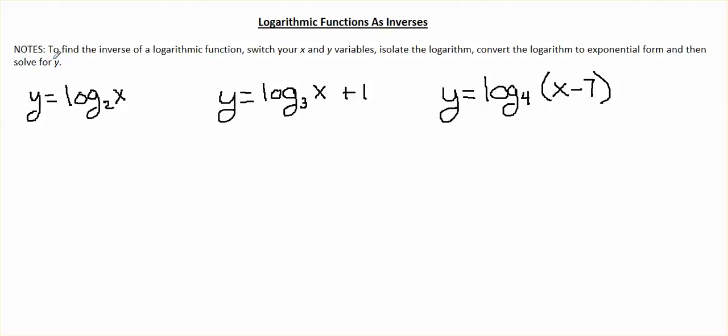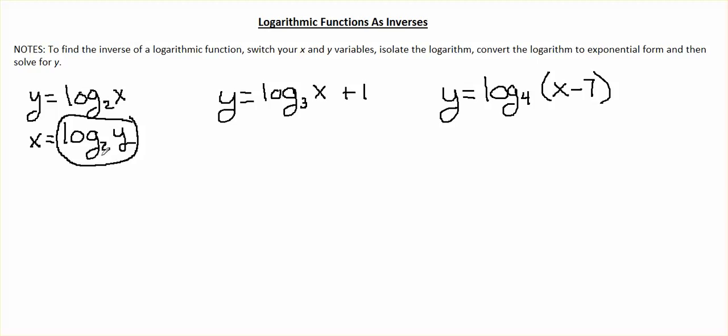Okay, it says in your notes to find the inverse of a logarithmic function, the first step is to switch your x and y variables. And that is always the first step every time you're going to find the inverse of any function. So we're going to switch our x and y variables. Then we're going to go ahead and isolate our logarithm. And as you can see here, our logarithm is isolated. There is nothing else. It's not being multiplied, and there's nothing being added or subtracted from it. So it is isolated.